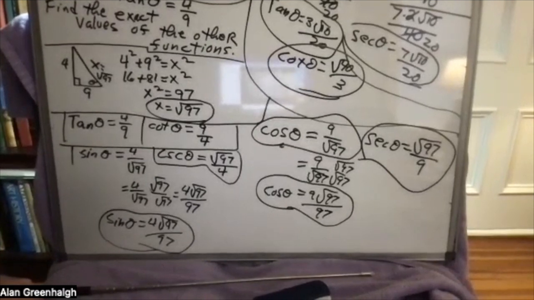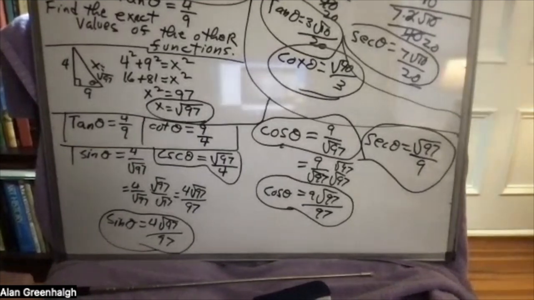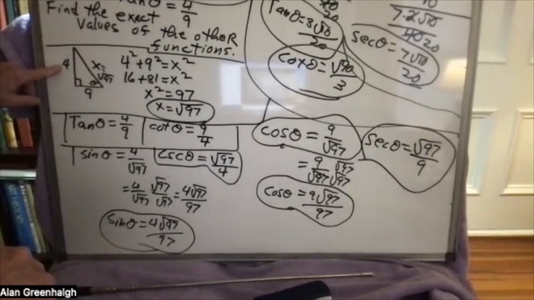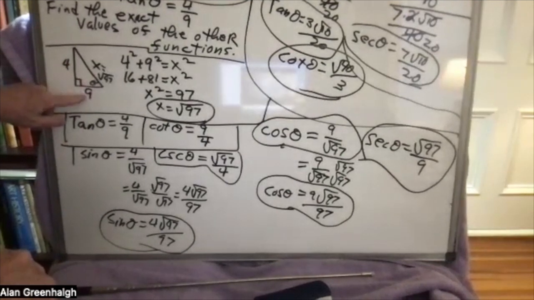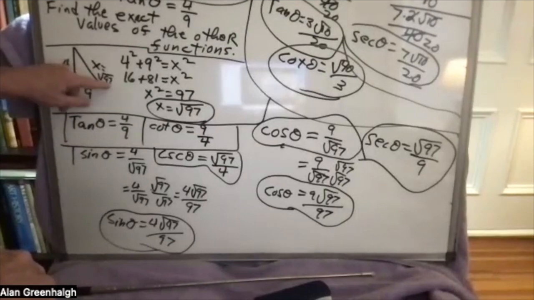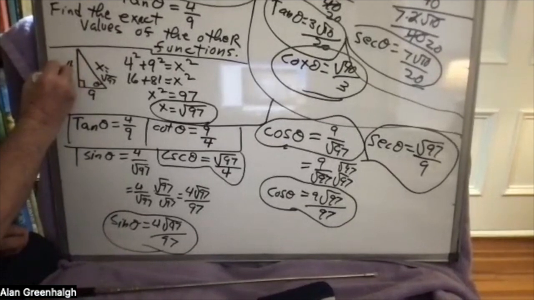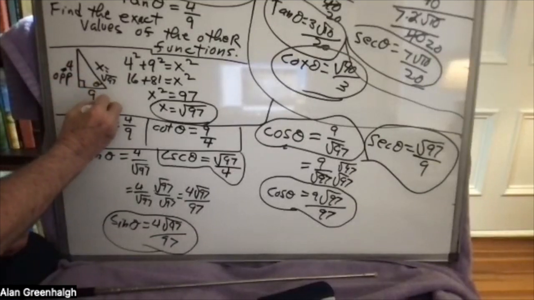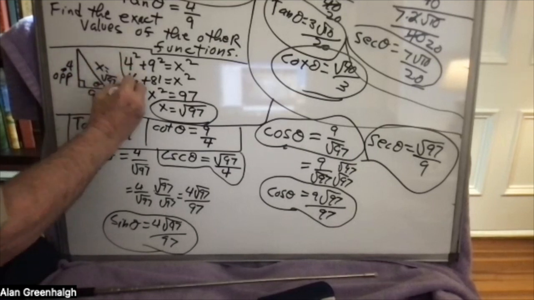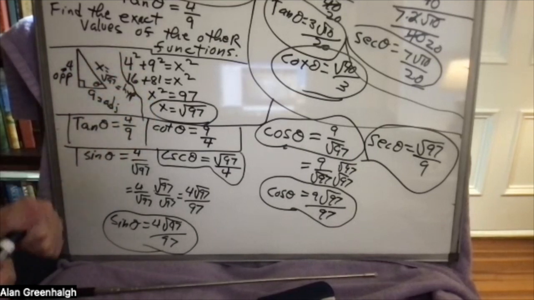So 4 is tan, and then 9 is the hypotenuse. 4 is the side opposite the angle. Okay. 9 is the side adjacent to the angle. And the square root of 97 is the hypotenuse. Oh, the square root of 97 is the hypotenuse. This is the opposite. This is the adjacent. This is the hypotenuse. Okay, a little confused there.